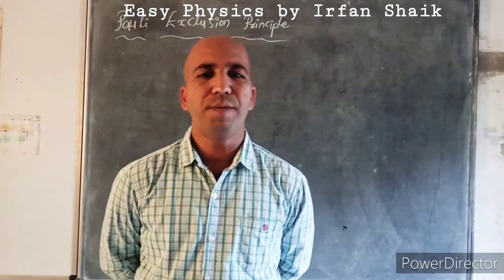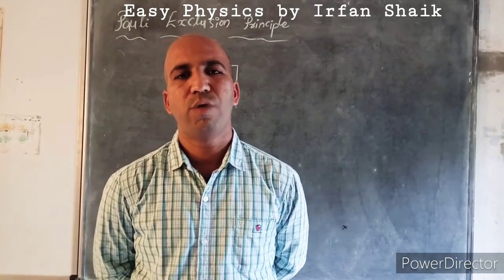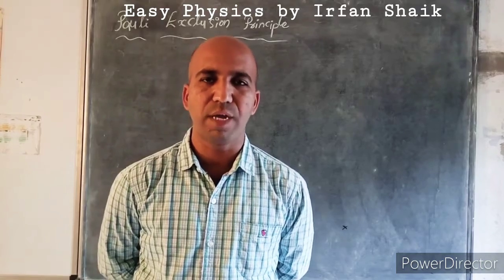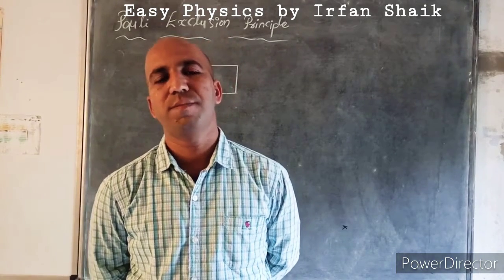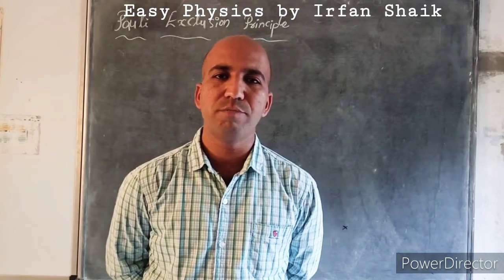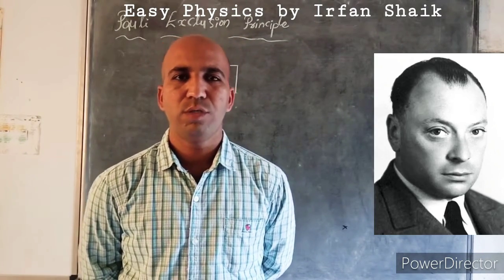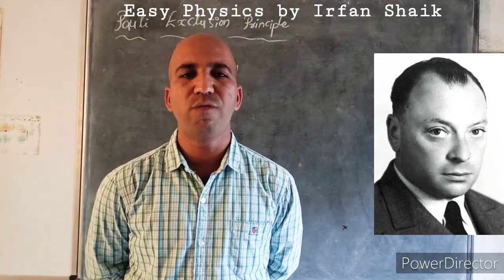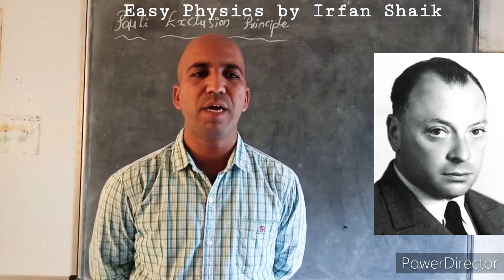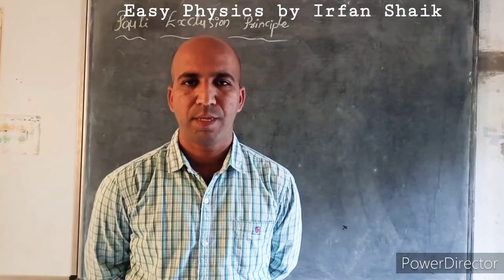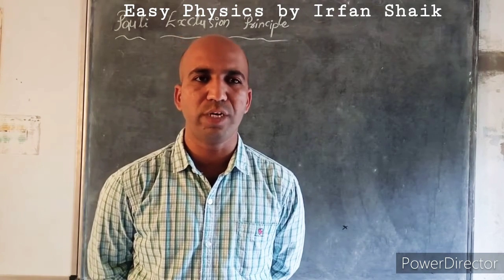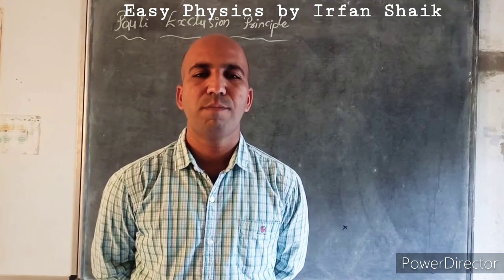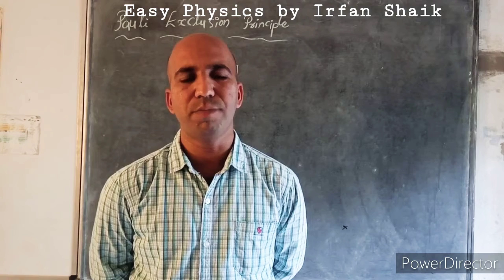Let us discuss three important rules that we have to remember while writing the electronic configuration of an atom. The first one is Pauli's exclusion principle. This principle was explained by Wolfgang Pauli, an Austrian physicist. That's why the name of this rule is based on Pauli, that means Pauli's exclusion principle.